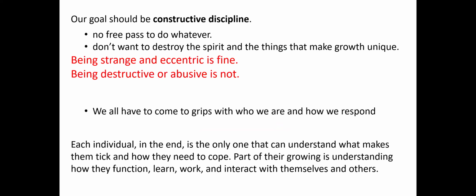To wrap it up, our goal should be constructive discipline for ourselves, for our loved ones, no free pass to do whatever. We don't want to destroy the spirit and the things that make us grow unique. So being strange and eccentric is fine. Being out of the box is fine, but being destructive or abusive is not. We can be outside of the box, but it's not our job to take the matches and set the box on fire. We all have to come to grips with who we are and how we respond. And so each individual can understand their own unique design.